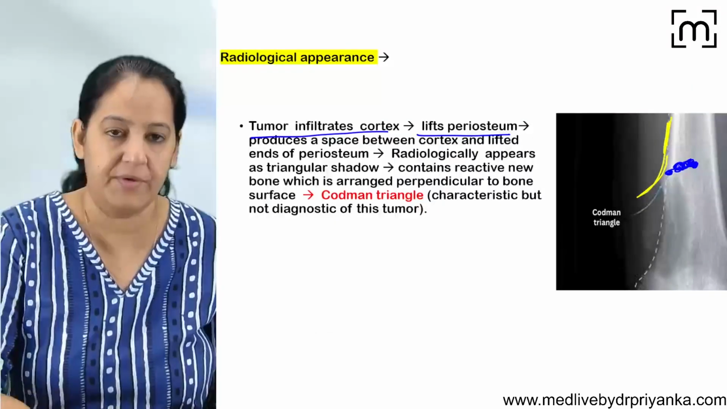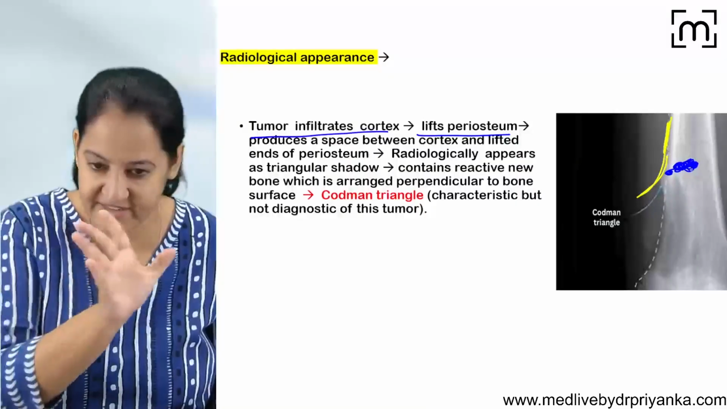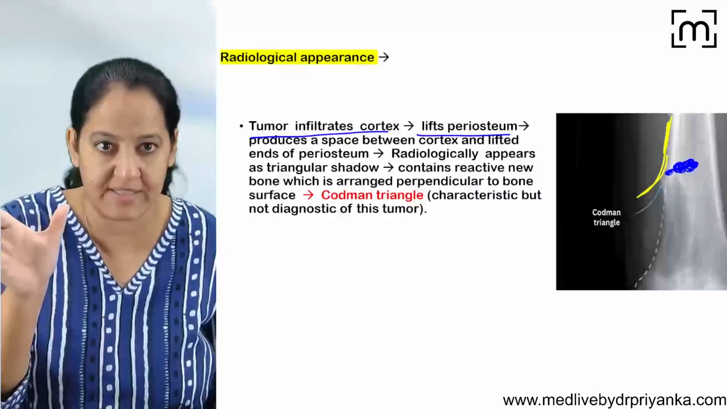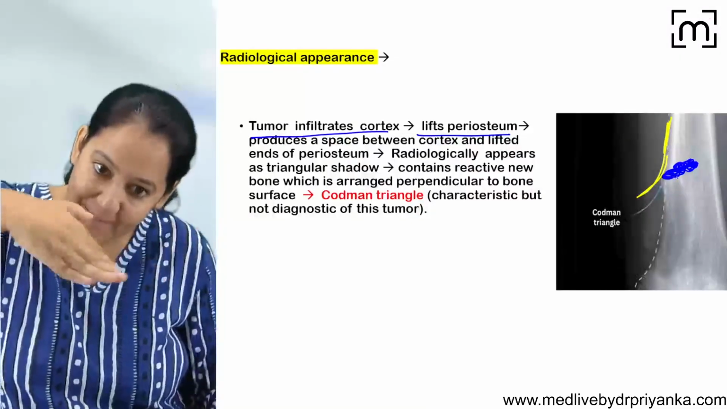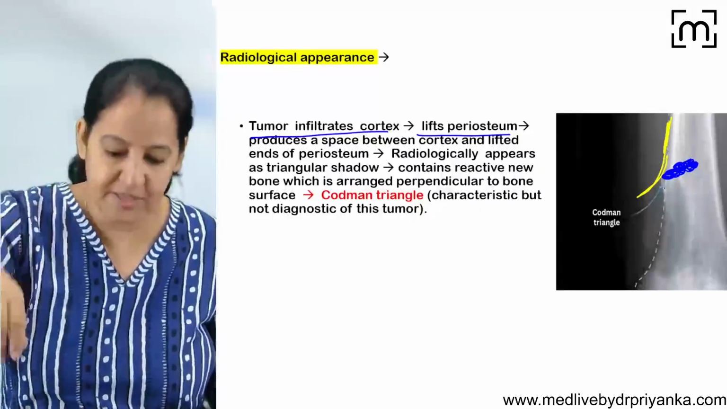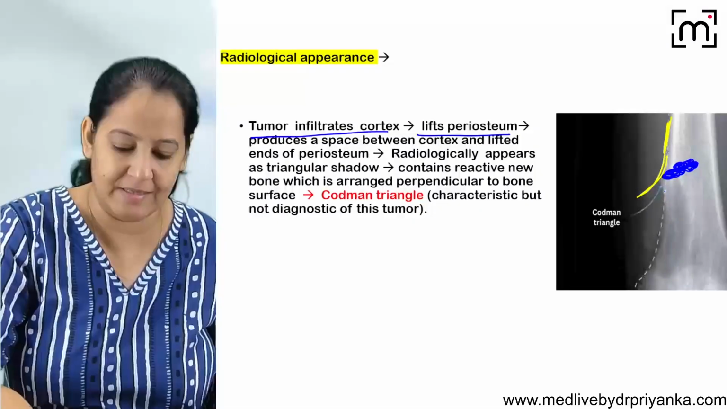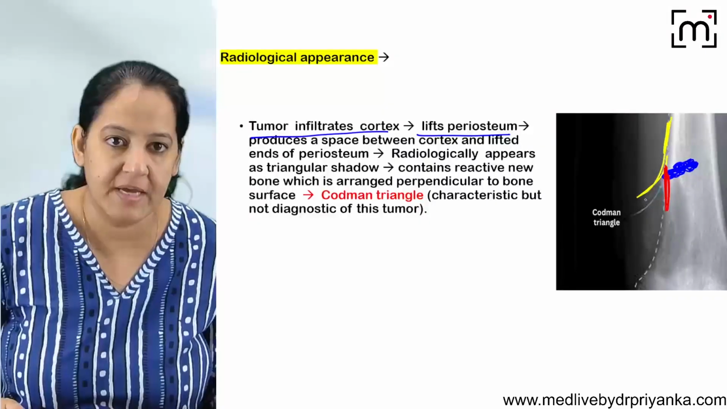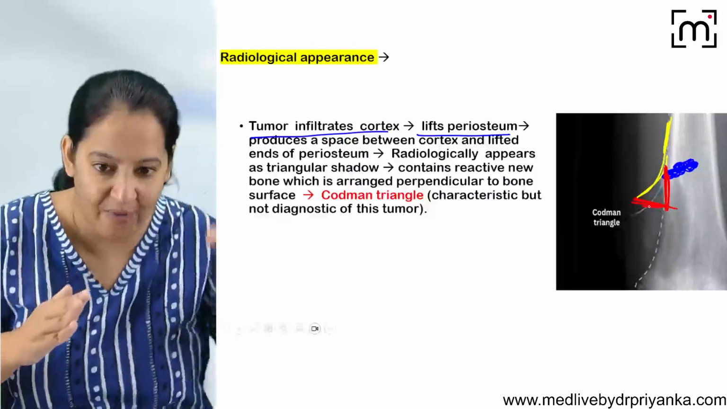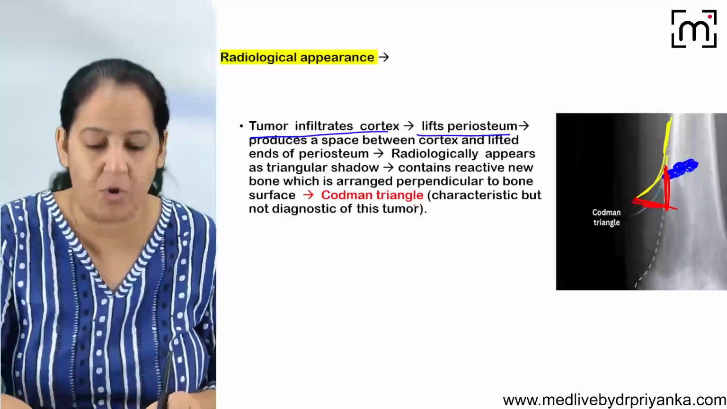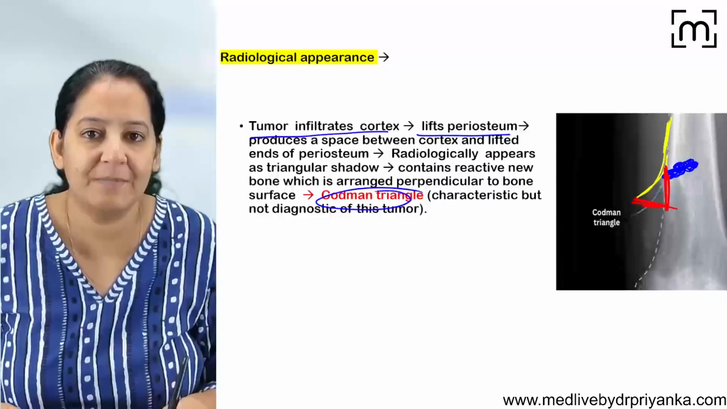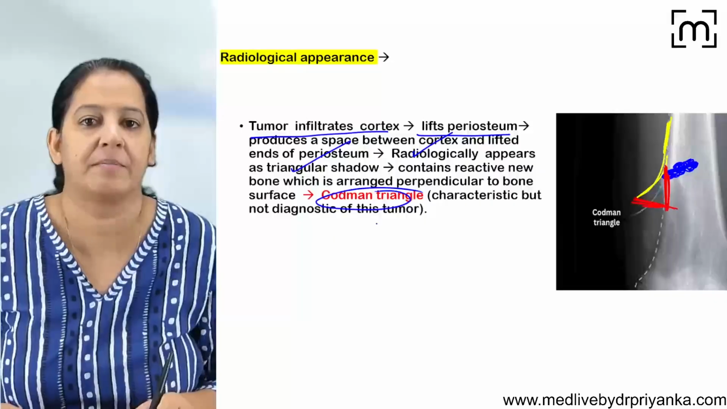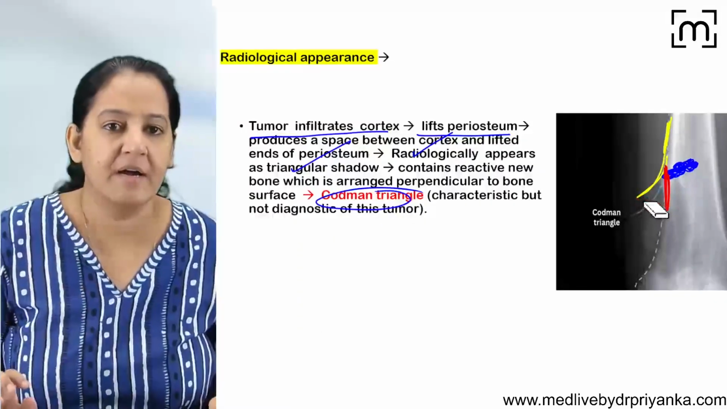So you can see the tumor starting from the medullary cavity. It is growing into the cortex. After that, it is lifting the periosteum. Since the periosteum is lifted, there is a space between the periosteum and the cortex. This is the cortex. Can you appreciate the space? It is making a triangle. So this triangle is known as Codman triangle. So there is a space between the cortex and the lifted periosteum, and radiologically, it appears as a triangle.